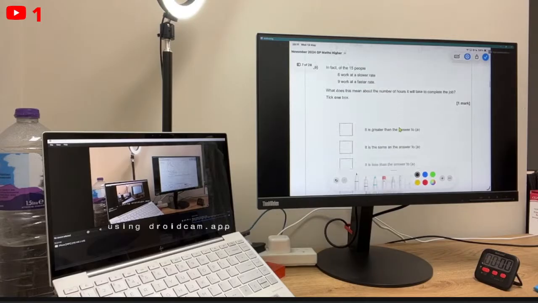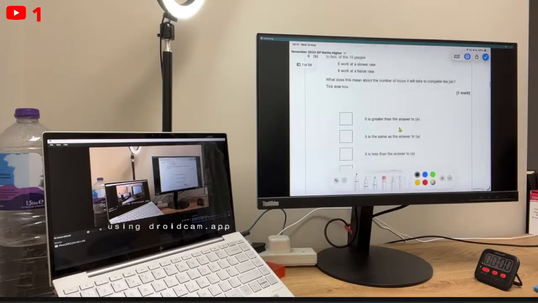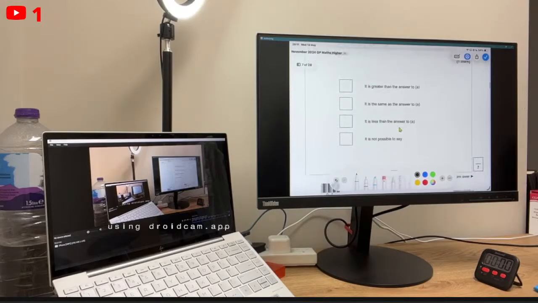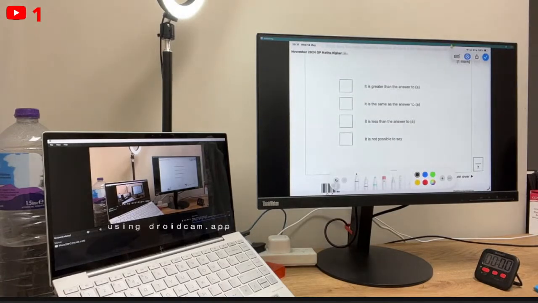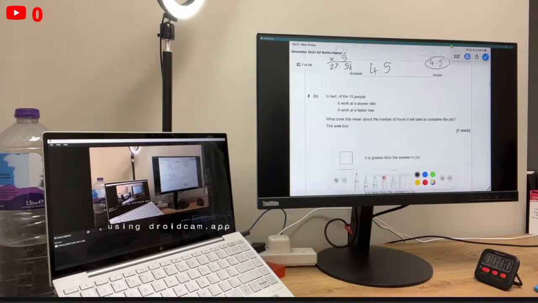Next. Of the 15 people, 6 people work at a slower rate and 9 people work at a faster rate. What does this mean about the number of hours it will take to complete the job? Is greater than the answer to A, is the same as the answer to A, is less than the answer to A, or it is not possible to say. It's not possible to say because you can't tell how efficiently the fast workers and the slow workers are, so it's impossible to compare.